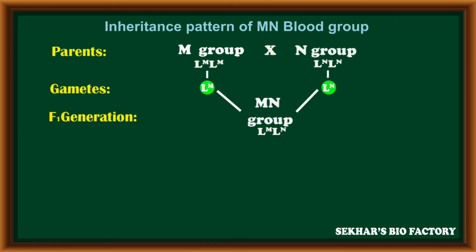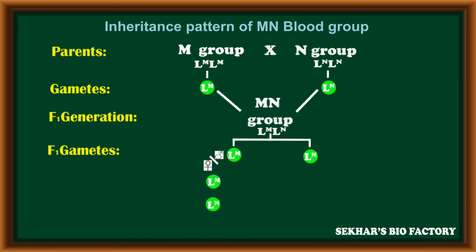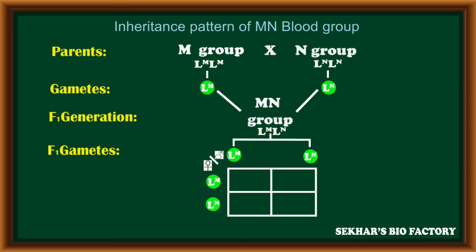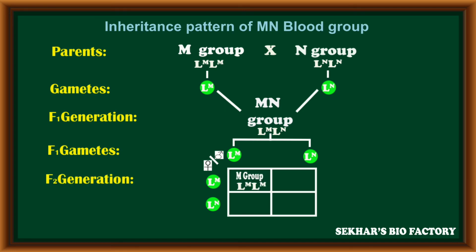Both gametes fuse to form the F1 generation. In this F1 generation, because of codominance, both alleles are expressed so that the blood group becomes MN group. This F1 hybrid can produce two types of gametes: 50% with capital LM and the remaining 50% with capital LN. These gametes are fused randomly to form the F2 generation. In this F2 generation, the first combination is M group because of homozygous capital LM.